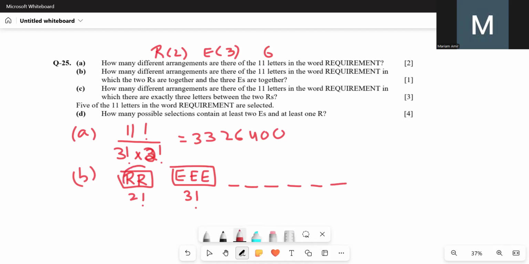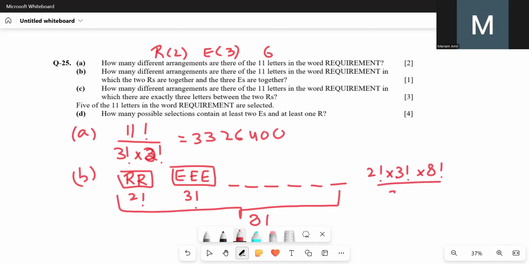Now, after grouping, this counts as a single alphabet and this counts as a single alphabet. So these would have an arrangement of 8 factorial: 6, and then 7 and then 8. So the answer would be 2 factorial times 3 factorial times 8 factorial divided by repetitions, which is 2 factorial and 3 factorial. So the answer would just be 8 factorial, which is 40320.